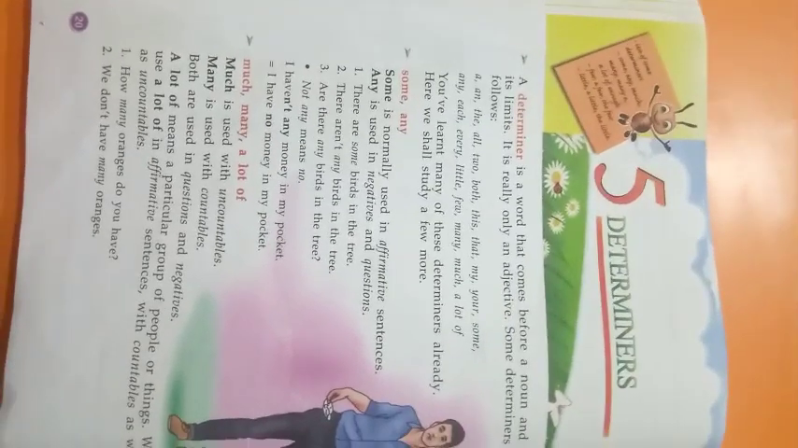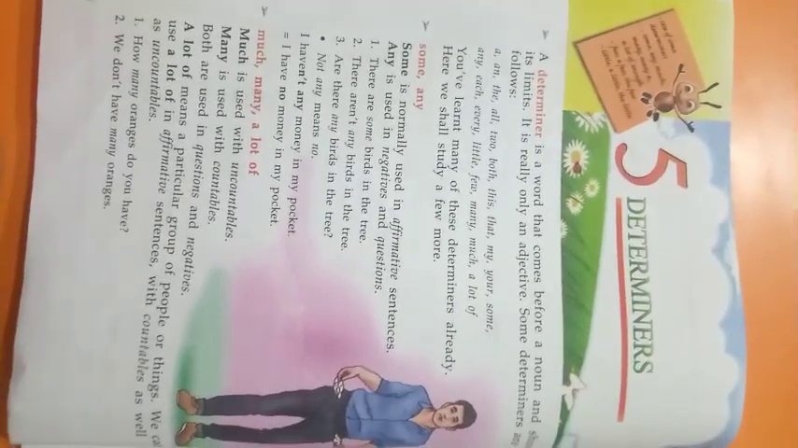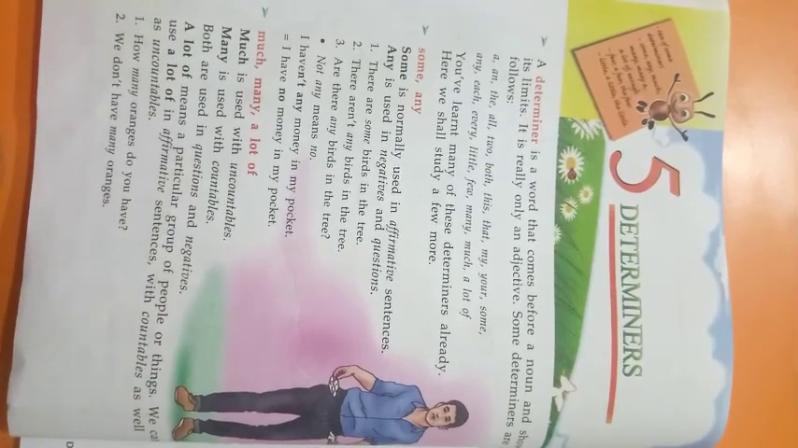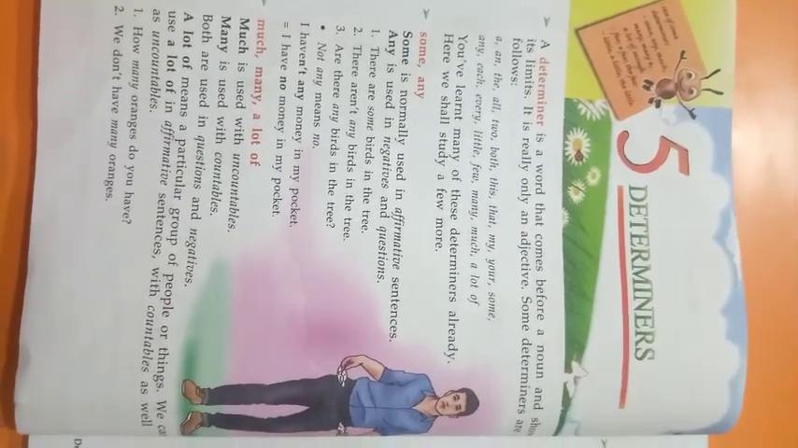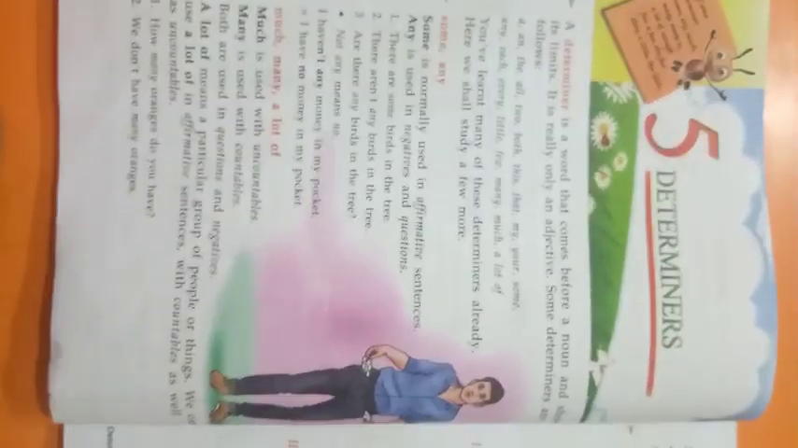We will study chapter number 5, determiner. In this chapter, I will discuss the use of determiners. So, what is meant by determiner? A determiner is a word that comes before a noun and shows its limits. Determiners are those words that come before a noun and show the limits of the noun. They are really adjectives.